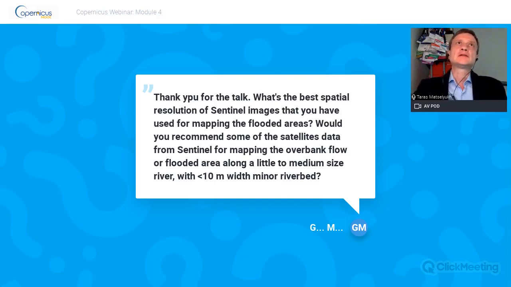With Sentinel, you can reliably detect objects which are about 3 pixels in size. And that means that about 60 meters is the minimum size of objects that you can detect with Sentinel-1. But for detection of 10-meter objects, you will need TerraSAR or PAZ or RADARSAT. So there is a lot of SAR imagery which exists on the commercial market, which will be useful for the detection of such small objects.